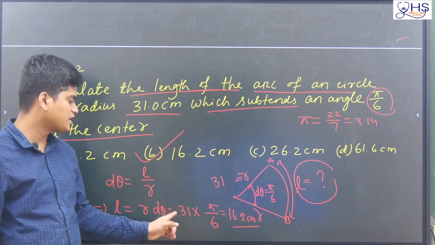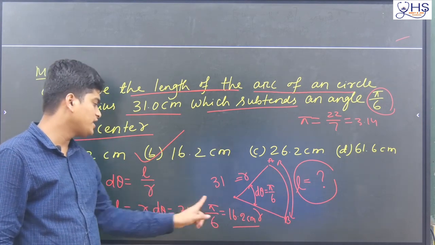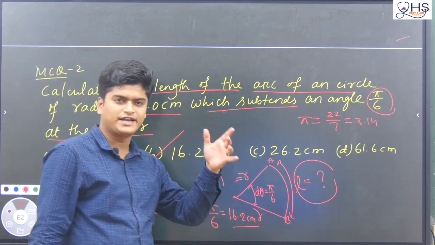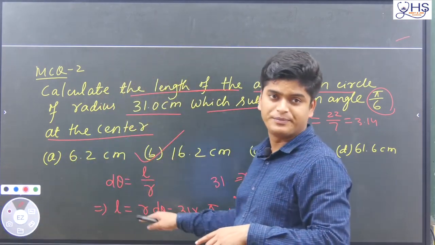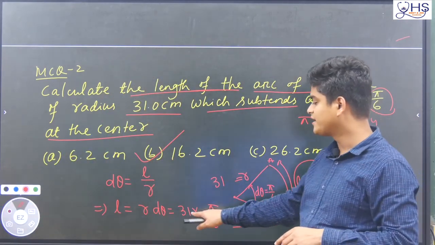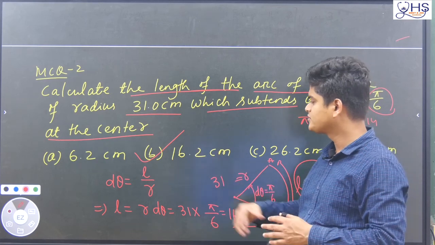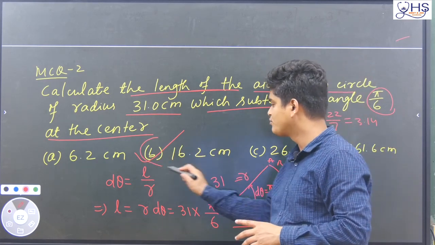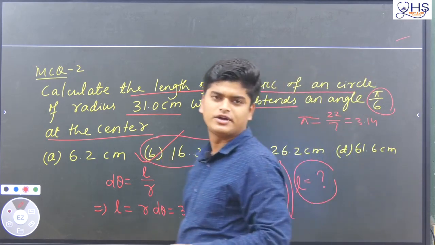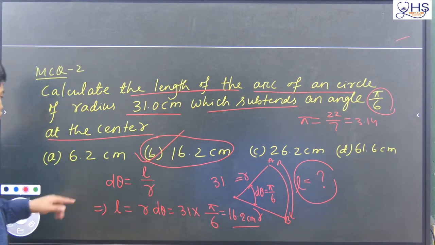Otherwise you can understand, if I take pi value 3.14, 3 into 3 is around 9, and 90 by 6 means around 15. But some other thing, 31 is there, so that is why some extra little will come. So that value will go around 16.2 centimeter, or you can easily calculate it by multiplying. Now I will go to the next question.